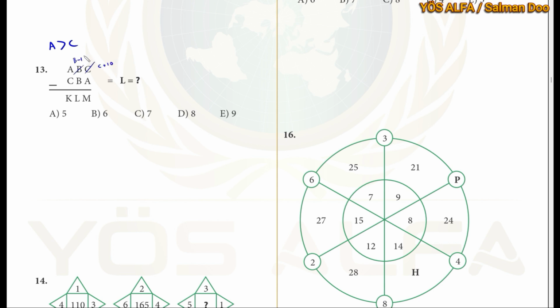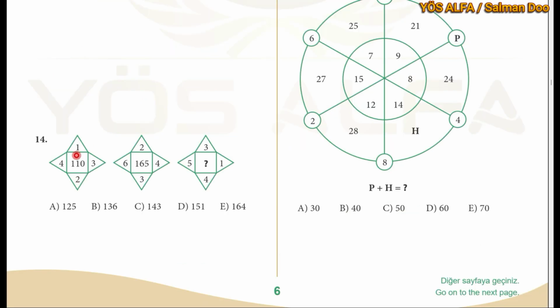And since B minus 1 is smaller than B again, we need to borrow 10 from A so that we can subtract these two. So A becomes A minus 1, and B minus 1 becomes B minus 1 plus 10, which is B plus 9. So now we know that B plus 9 minus B over here is 9. So our result is going to be 9. The answer is E.